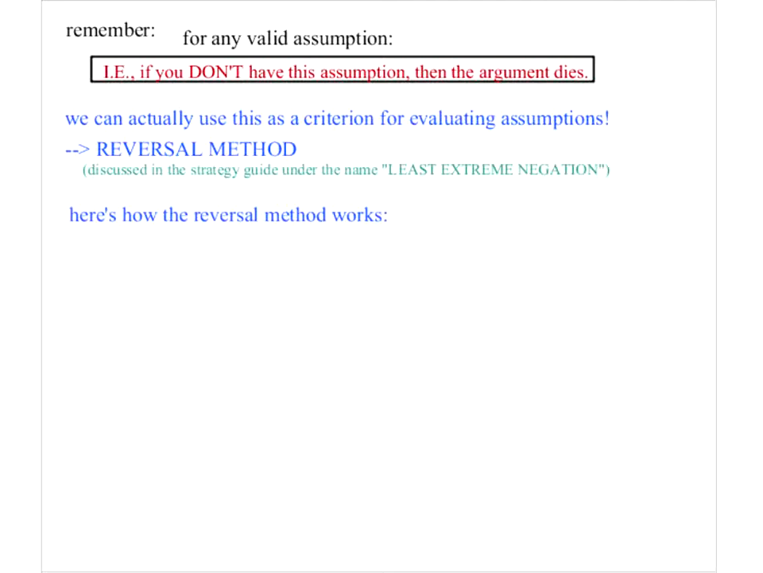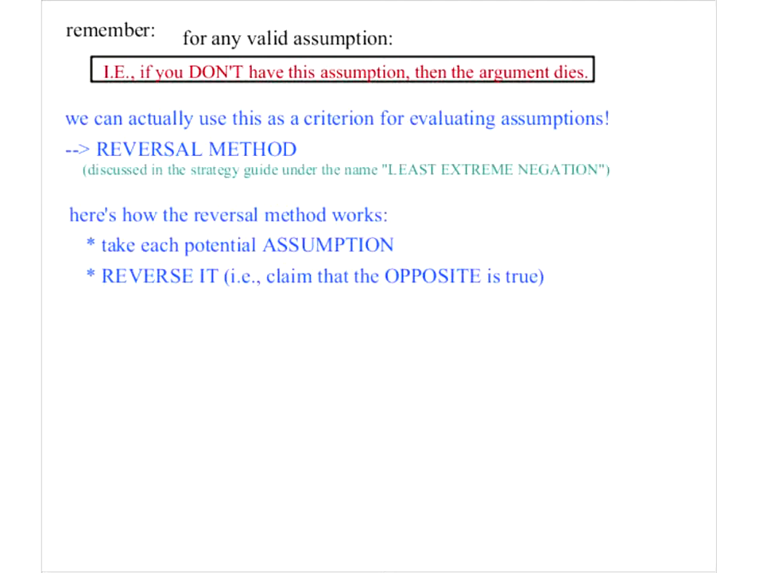Take each potential assumption and reverse it. Reverse it, meaning say that the opposite is true, i.e. claim that the opposite is true. And then, what should happen? So go ahead and type in the text box. If I've got the correct assumption and I reverse it, if I say it's not true, then what should happen to the argument? Go ahead and type in the text box. What do you think should happen if I reverse that assumption?